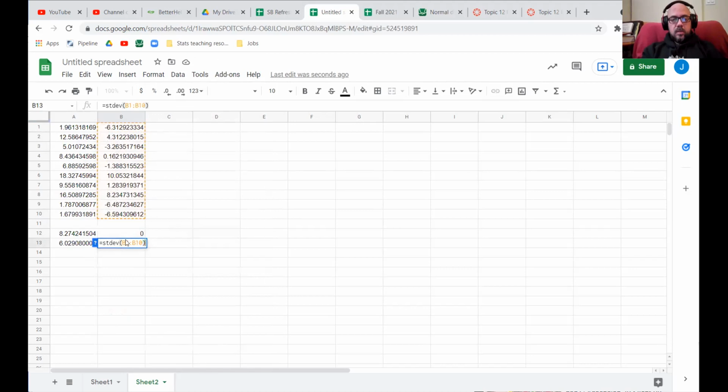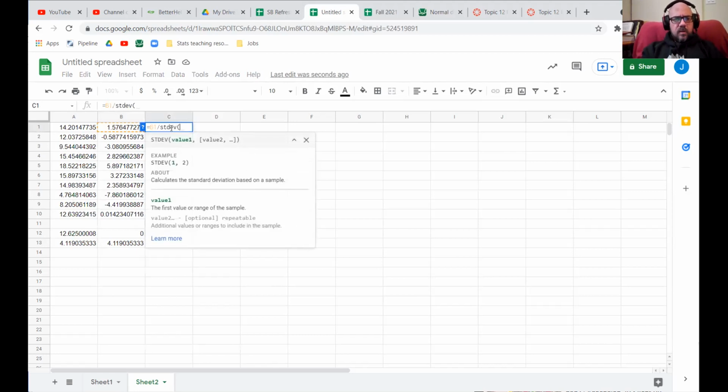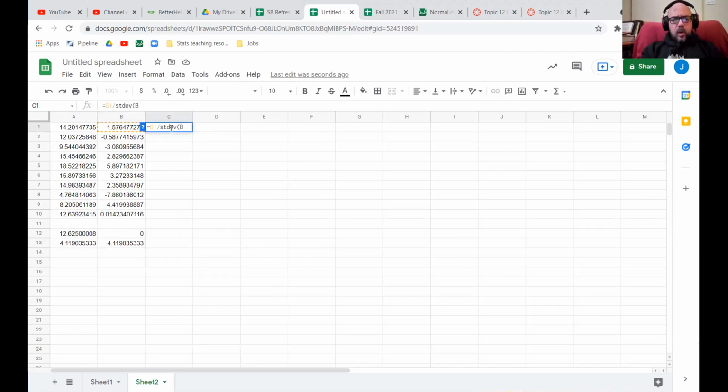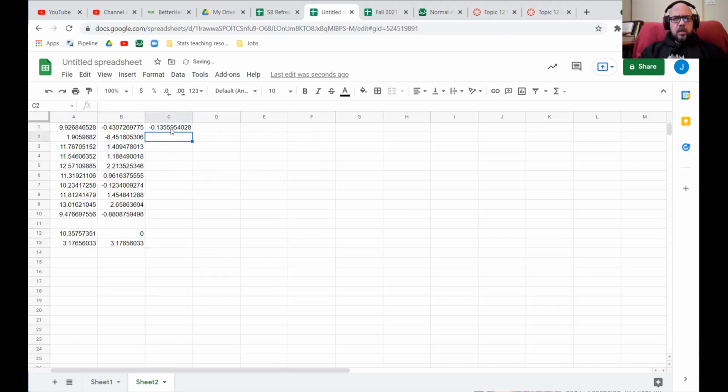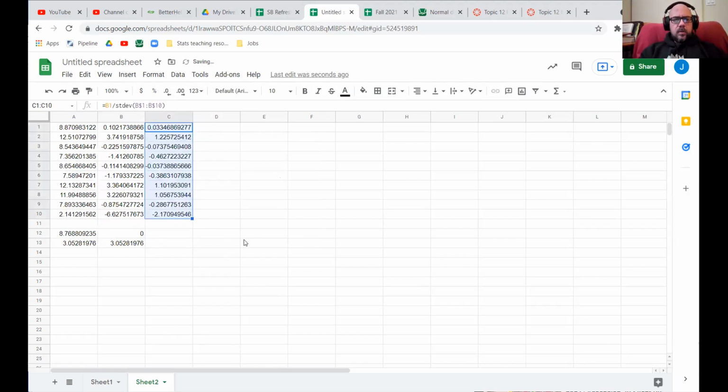B1 through B10. And indeed, look, those guys are the same number. Now, if I do the same trick again, and I divide by the standard deviation, so I'm going to do equals B1 divided by the standard deviation of B1 through B10, but I don't want these to change, so B1 through B10, row 1 to 10. And then, of course, I'll fill this down.